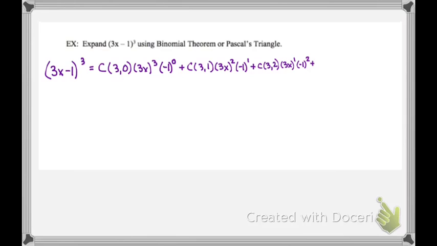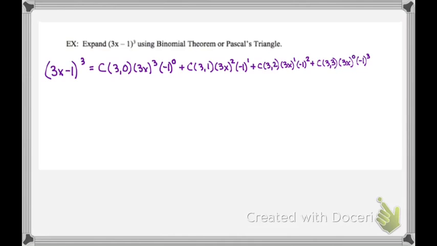And then continue, last one, 3 choose 3. The 3x, the quantity, is now to the 0. That's our signal that we're done, and the negative 1 is all the way up to 3. So now we're ready to simplify.